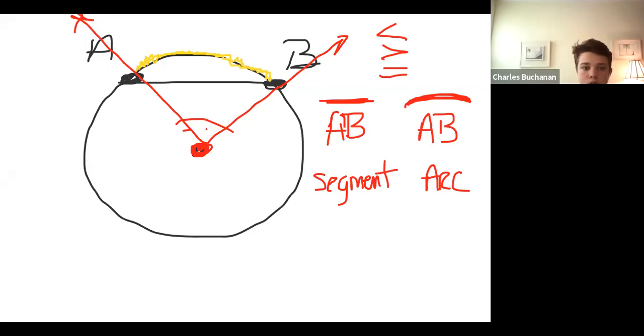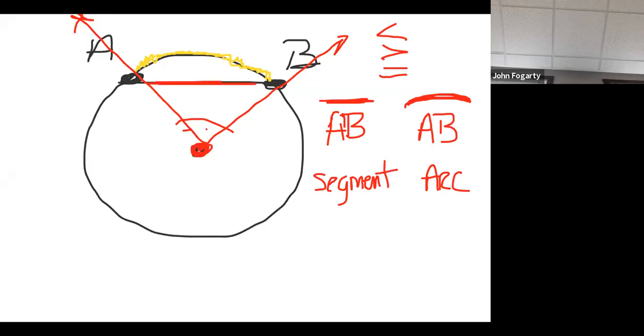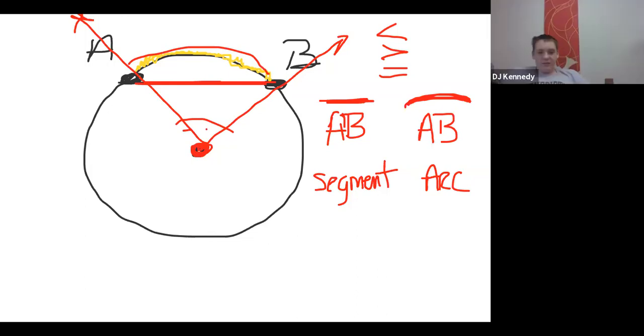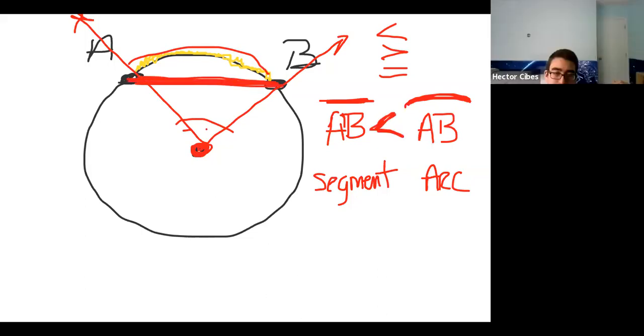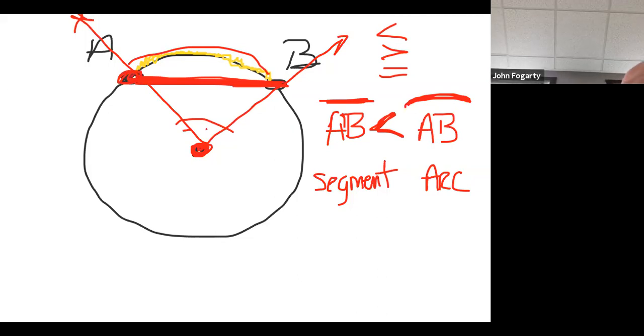Do you think this line segment is less than the length of this, more than the length of this, or the same? Less than. What's the shortest distance between two points? A straight line. So as soon as you make an arc out of it, that arc is always going to be longer than the chord that cuts it, right?